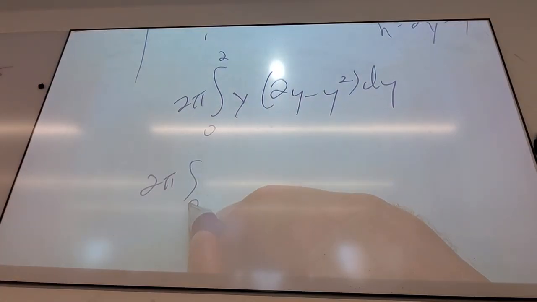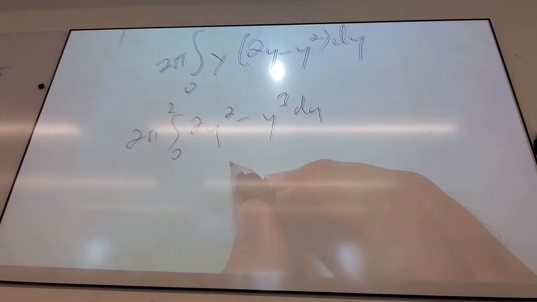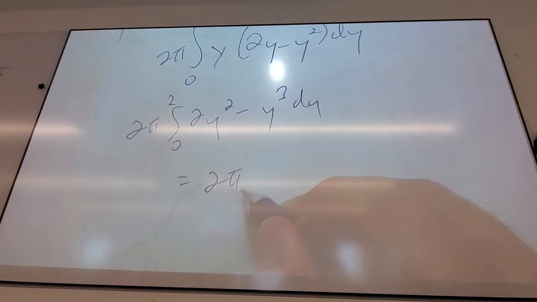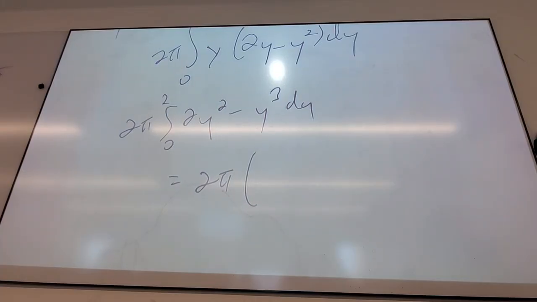So 2 pi, 2y squared minus y cubed. This one's relatively quick, yes? In case you're like, this guy never finishes anything. How do you integrate that?